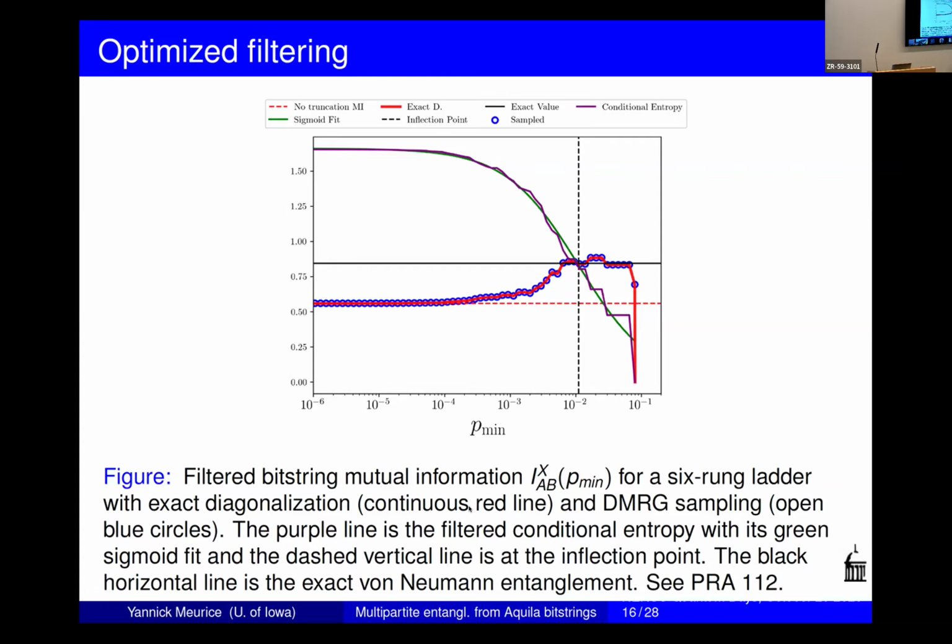If I don't filter, I have the Oliver bound, and then when I filter, it goes up and up and up, and it goes over. But if I look at the conditional entropy here, I fit it with a sigmoid, and I look at the inflection point. It hits the target in a remarkable way, and it blows my mind. I don't know why. I thought I was lucky.